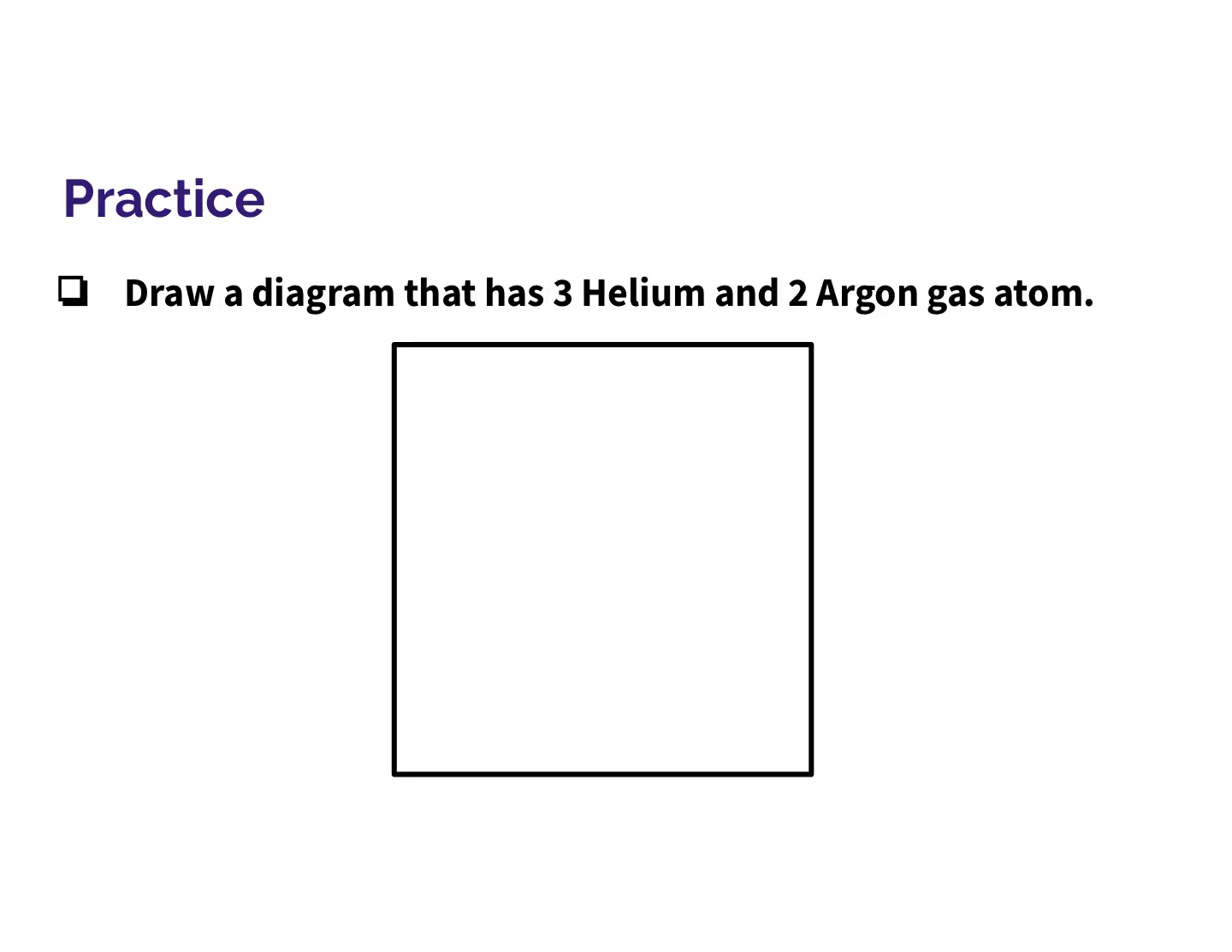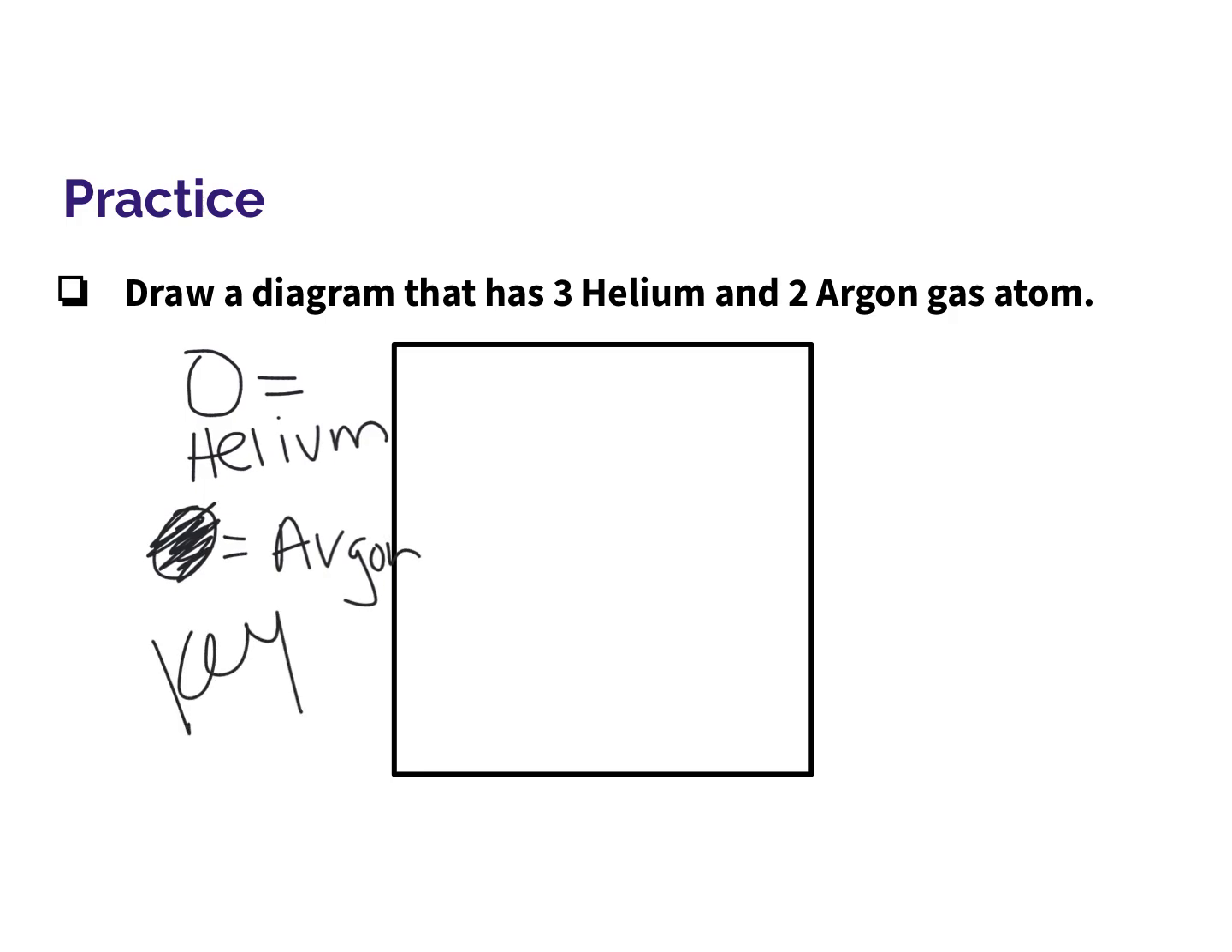For this one, it says draw a diagram that has 3 helium and 2 argon gas atoms. So there's a couple of things. We have 2 different substances. Maybe our first substance is going to be an open circle, and that's going to be my helium. And maybe our argon is going to be a shaded in circle. We have to make sure we have a key, because if you don't give me a key, I don't know what you're talking about.